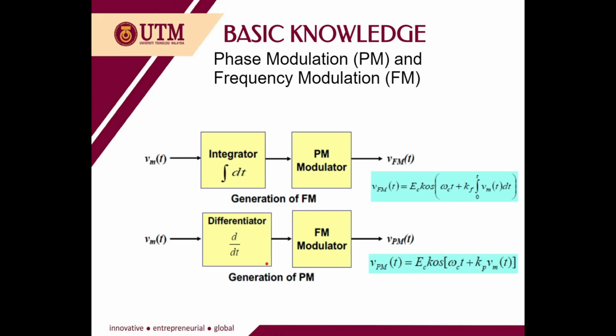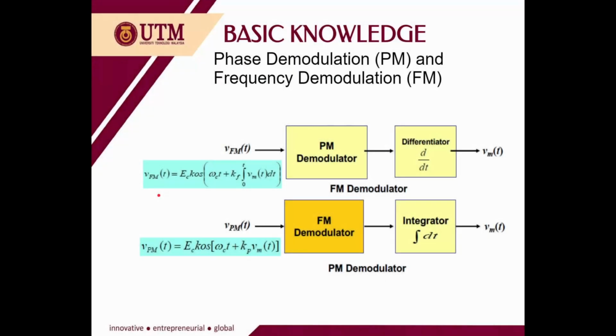Here is some of the idea and general equation on how to generate FM and PM. And here is some of the idea and general equation on how to demodulate the FM and PM signal to get back the modulating signal or information signal VMT. Therefore, we can see that the FM and PM signals are somehow related to each other.